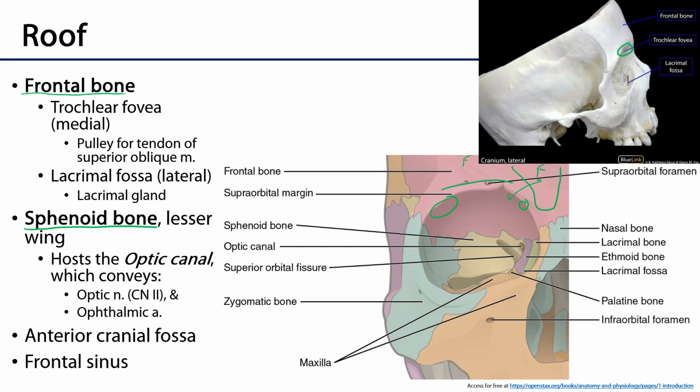So the sphenoid, or the lesser wing of the sphenoid bone, is going to play a role in the roof of the orbit. And its major feature that we're to be concerned with is that of the optic canal. The optic canal is going to be a continuity between the anterior cranial fossa and the orbit, and it's going to convey cranial nerve 2, the optic nerve, as well as the ophthalmic artery, which is the major source of blood for the orbit.